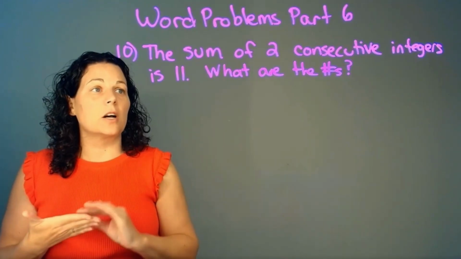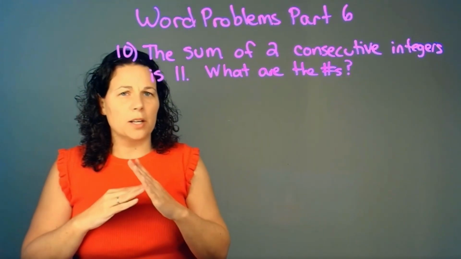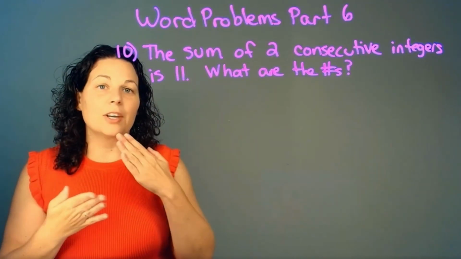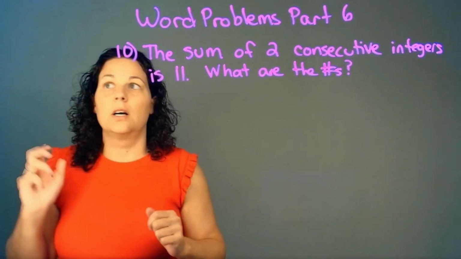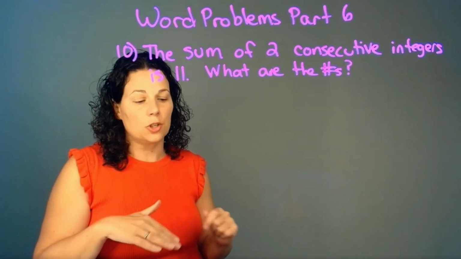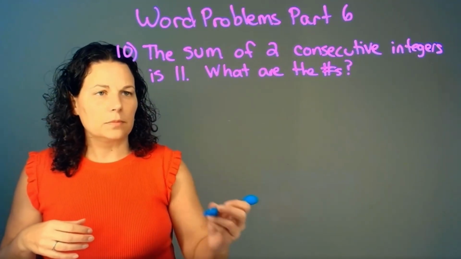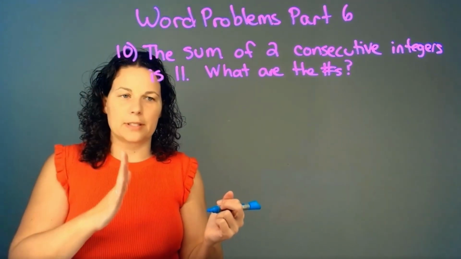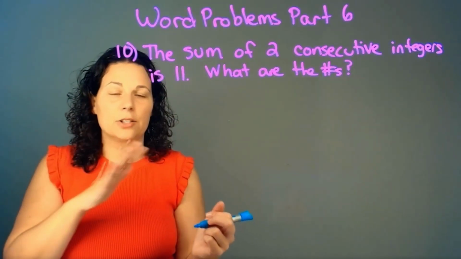Number 10, the sum of 2 consecutive integers is 11. What are the numbers? So pause for a second on this problem and let's just think about what are consecutive integers. They're numbers that go in order, like 4, 5, 6, 7, 100, 101, 102, 99, 100, 101, that kind of thing. So if I look at those numbers and I say, how did I go from the first one to the second one? How did I go from the first one to the third one? That, so on and so forth.